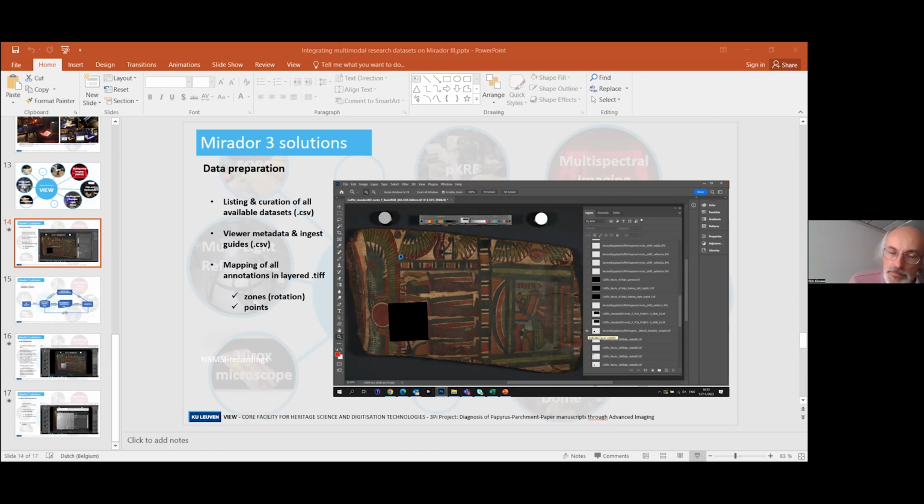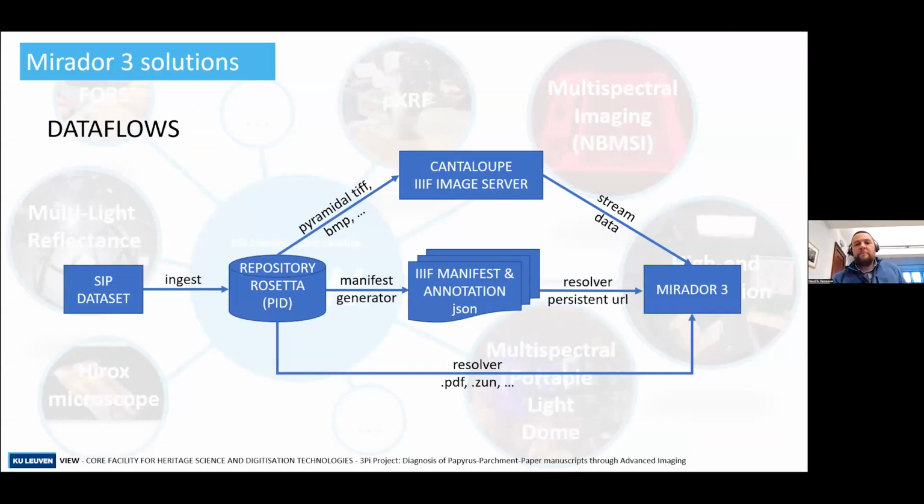And now what we have done is to use this data in the Mirador 3 viewer to show it to the user. But first of all, a bit about the workflow and the data flows. Let me go over this quickly. We start from the data set containing all the files and the technical and other metadata. We ingest it into our institutional repository, which is a Rosetta system. There, every object, every data set gets a unique identifier, a PID, as well as every file that's included.